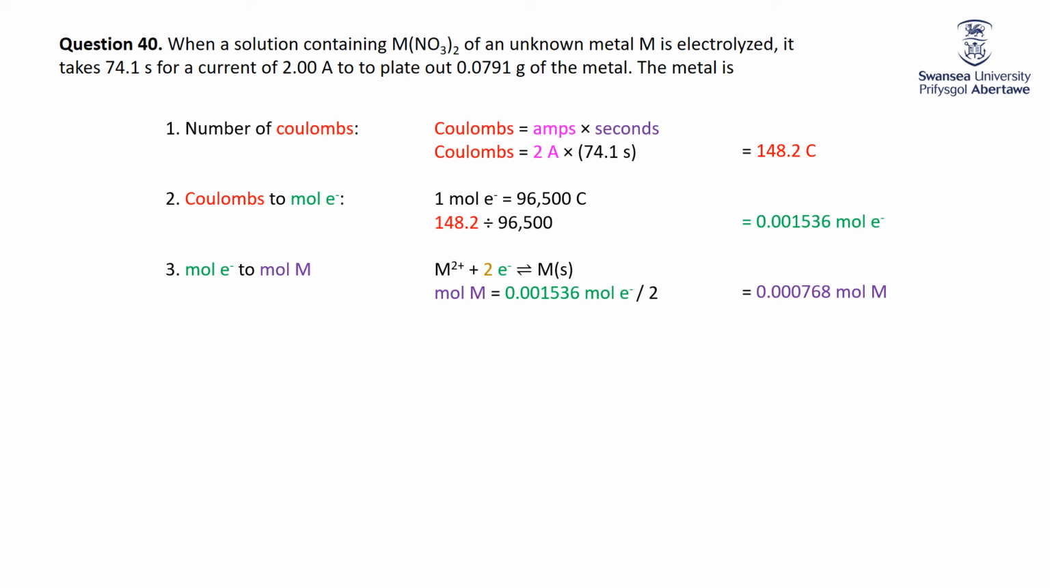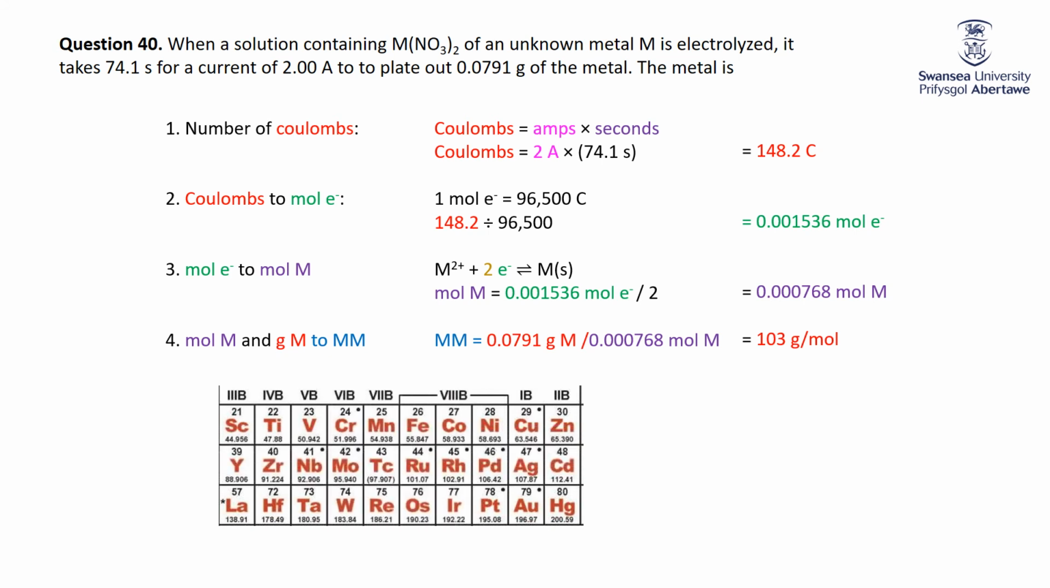So let's see what we got. We know moles of M, we know grams of M. Once we know moles and grams, we can get the molar mass, which is grams per mole, which is 103. So we know the molar mass of this metal. Look at the periodic table and we see that about 103 is the molar mass of rhodium. Not something you see very often on the A-level curriculum, but a lovely, fun element regardless.